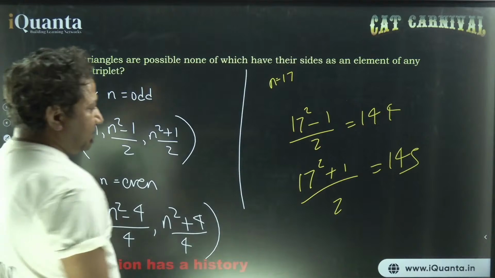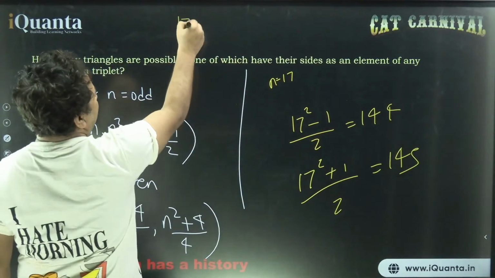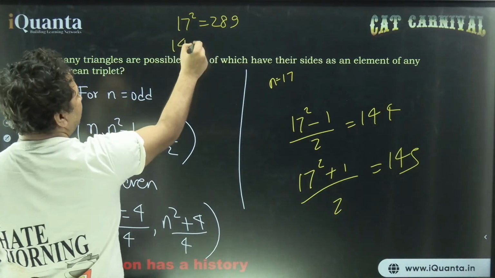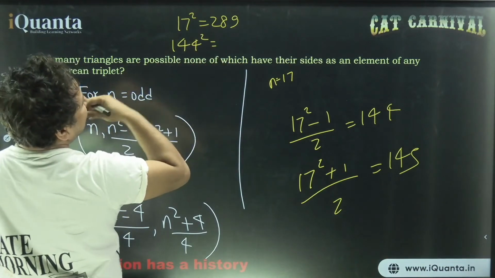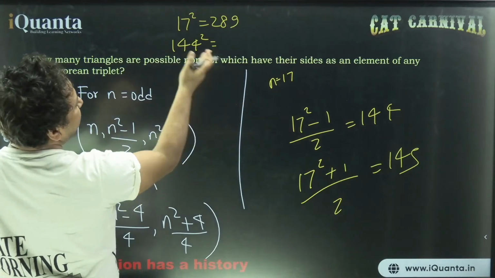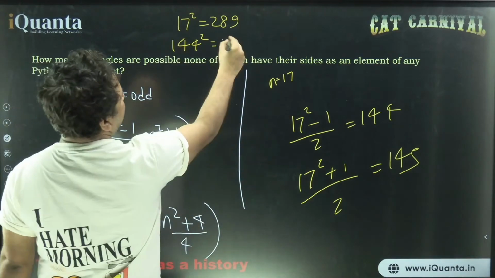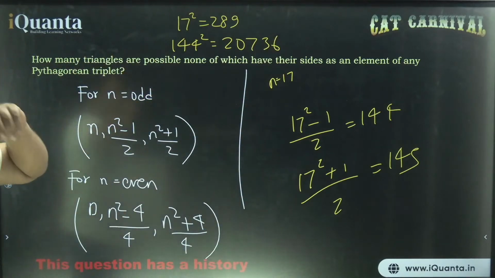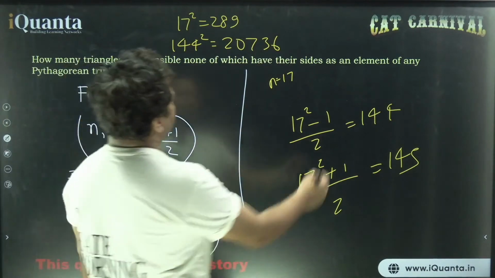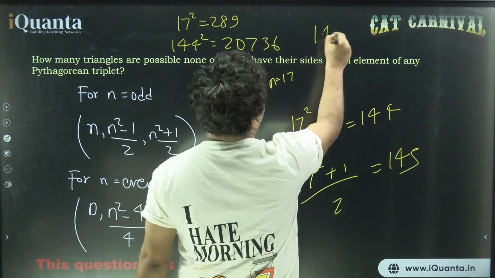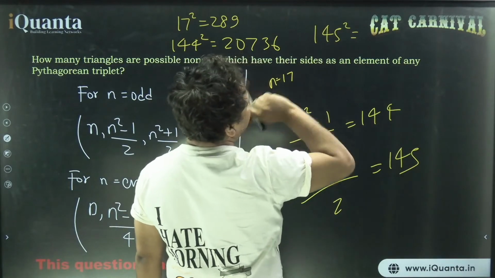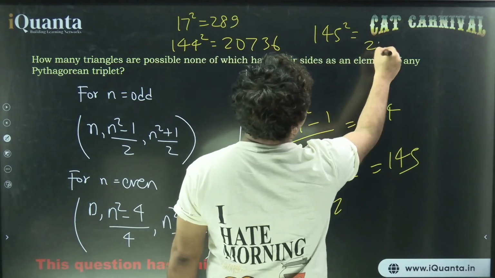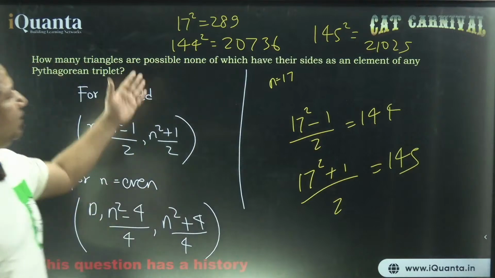Okay, let's check whether it is true or not. 17 square is 289. Am I right? The square of 144, what will its square be? It will be 20736. Am I right? Just check it. I think this will be it. And 145 square will be equal to 21025. Okay, you can check this out.